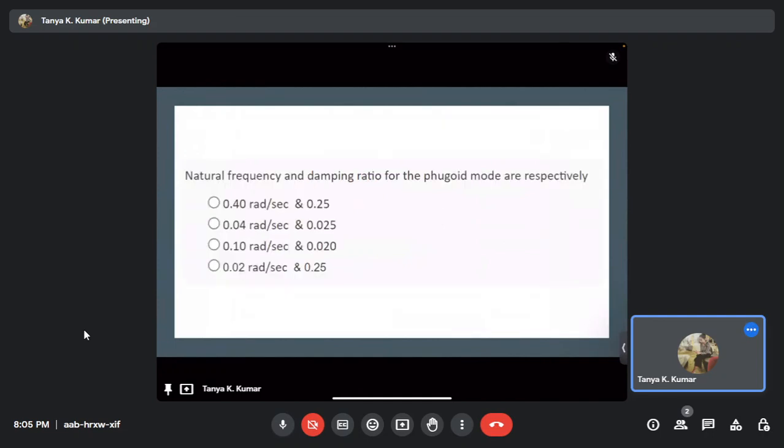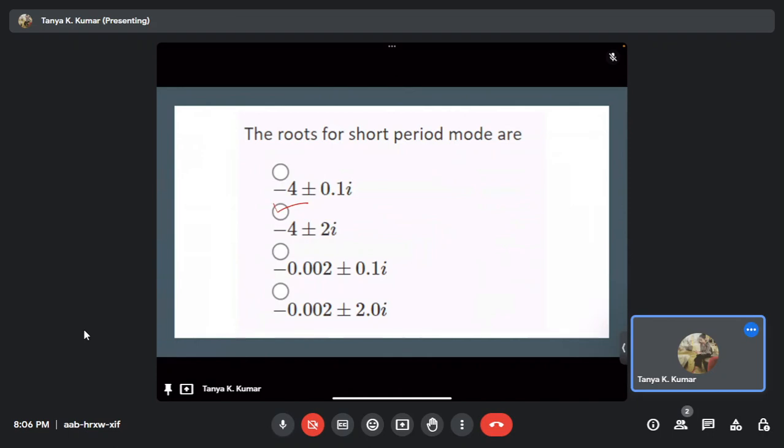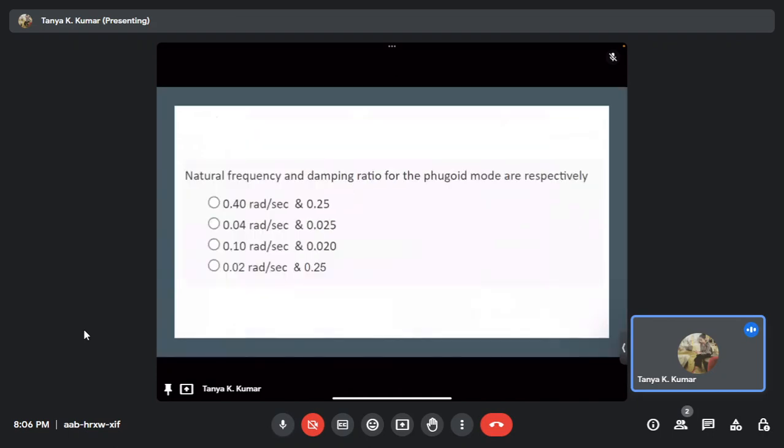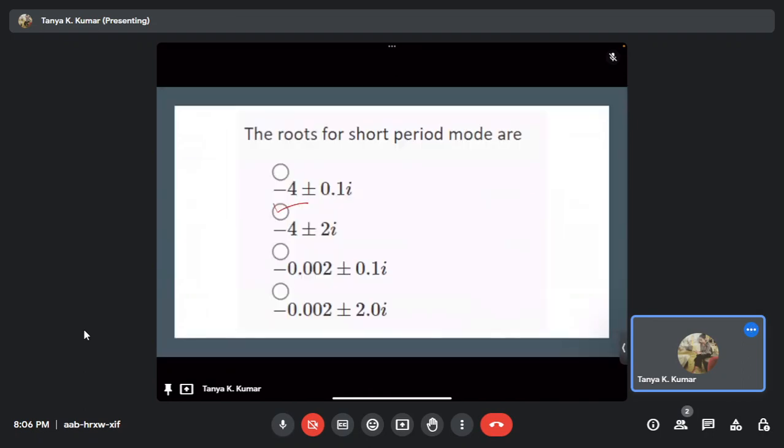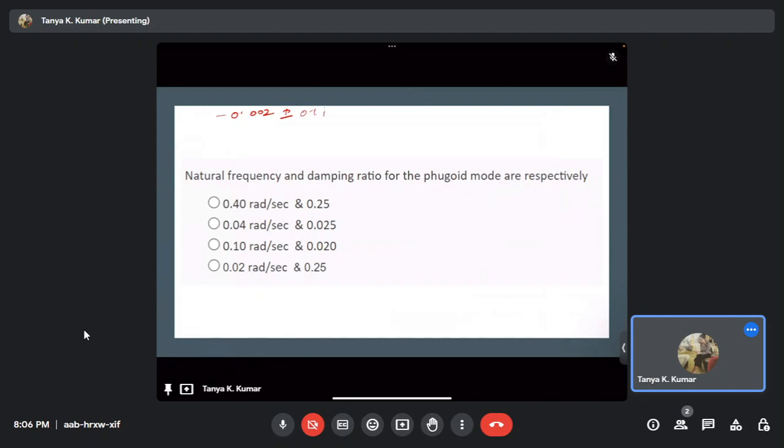So the roots are minus 0.002 plus or minus 0.1i. Now tell me the natural frequency and damping ratio of the long period. I will not be solving this. We did this in the last class. Just find the characteristic equation, equate it to the typical second order equation, and tell me the eta and omega n. So this is omega n, this is eta.